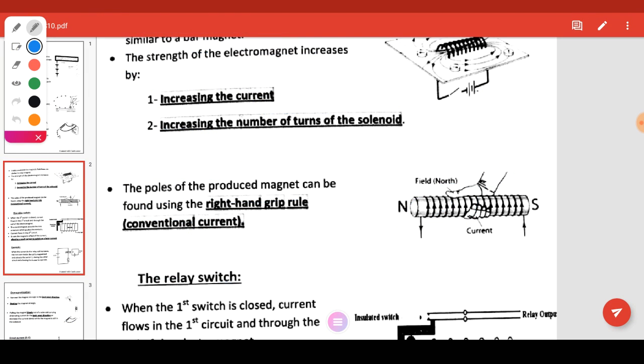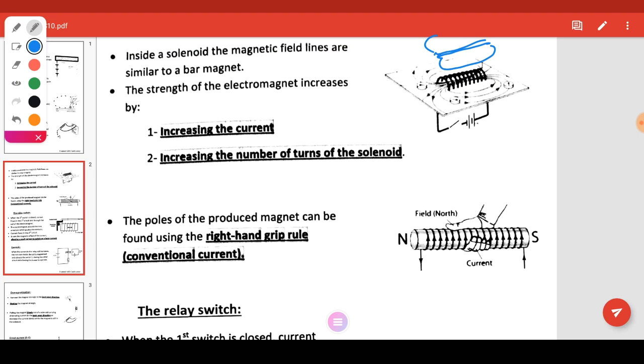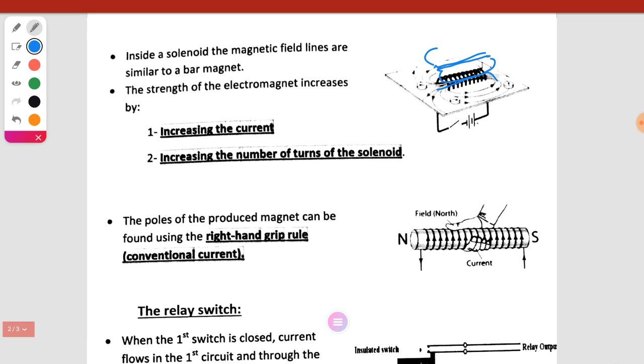The magnetic field inside the solenoid, this is called a solenoid, is represented by similar parallel lines, while outside it is in the form of curved lines. The magnetic field inside it is strong, while when we go away, the magnetic field is weak because we move away from the magnet. Inside the magnet, the magnetic field lines are similar to a permanent magnet.